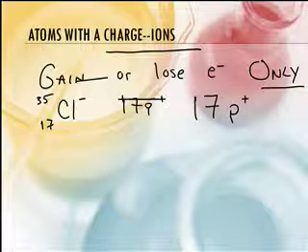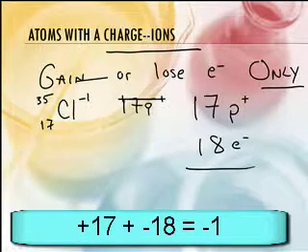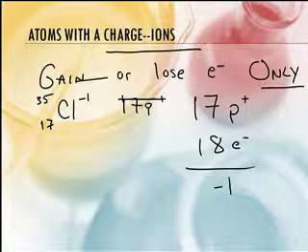17 protons. But here's the trick on this one: in order for it to have a negative charge, it needs to have one extra electron. Normally it would have 17 electrons as well, but with the negative charge it has 18 electrons. This is like -1. If you add 17 plus -18, that adds up to -1. You don't worry about the neutrons because they have no charge, so they don't add to or subtract from the charge.